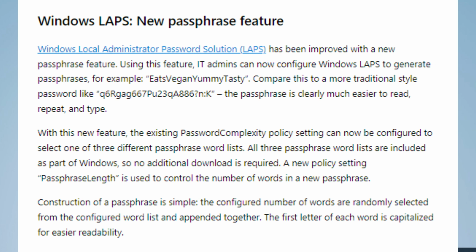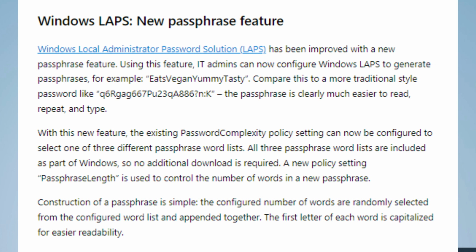With this new feature, the existing password complexity policy setting can now be configured to select one of 3 different passphrase word lists. All 3 passphrase word lists are included as part of Windows, so no additional download is required. A new policy setting, passphrase length, is used to control the number of words in a new passphrase.